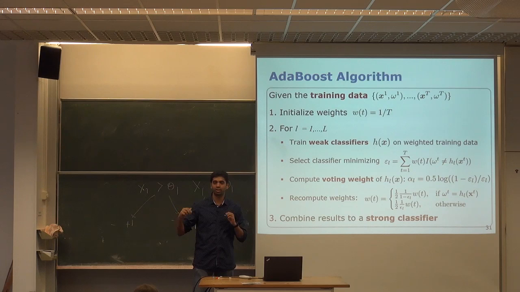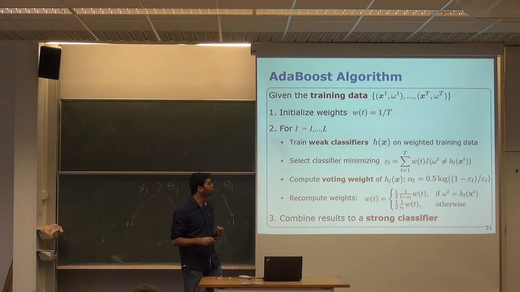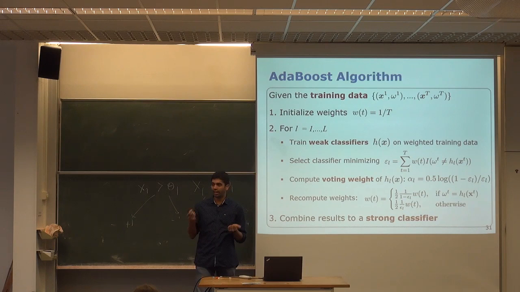So L weak classifiers, H1, H2, so on till HL. And we see how to come up with each one of these classifiers in this idea of boosting. Right. The first step we need to do is to figure out a H of X. So which decision stump should I use as, say, the kth classifier? So this is the first iteration.